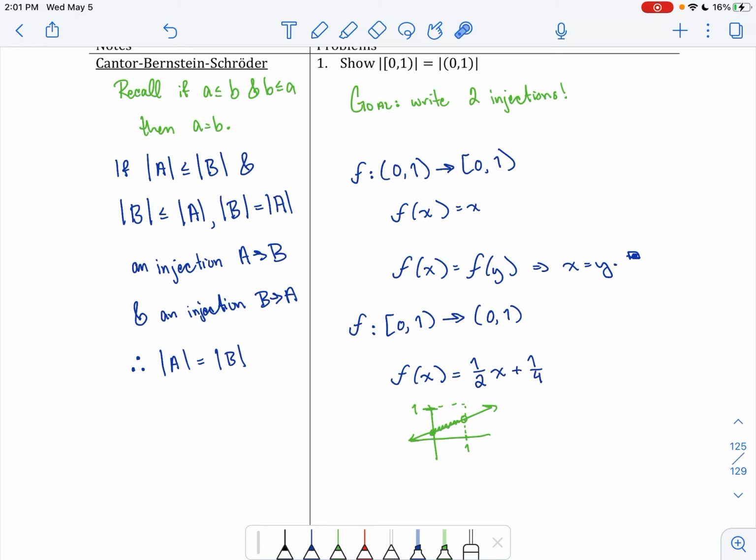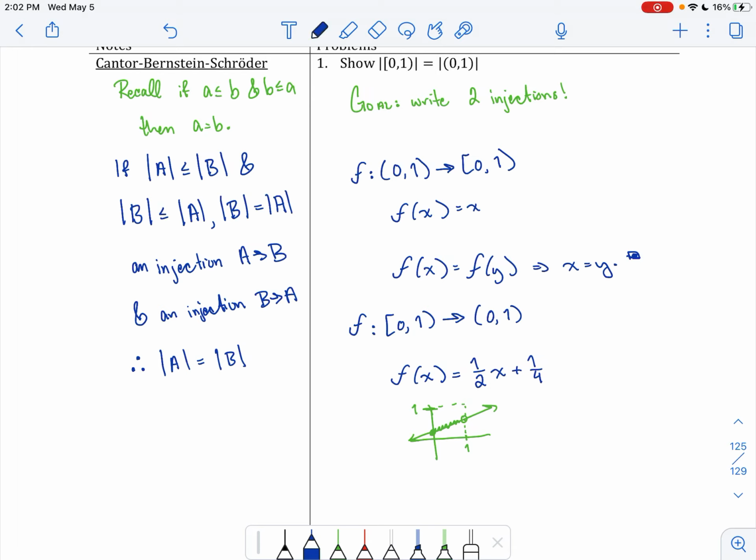Again, it's not a surjection. You're missing all of these y terms here. You're missing y terms here, but it is an injection. So you want to make sure that we're not missing any of the numbers in here, but we can see that we go from 0 to 1 just fine. We're starting at 1/4, we're maxing out at 1/4 plus 1/2. So all of these y values are between 0.25 and 0.75, which is well within this interval.